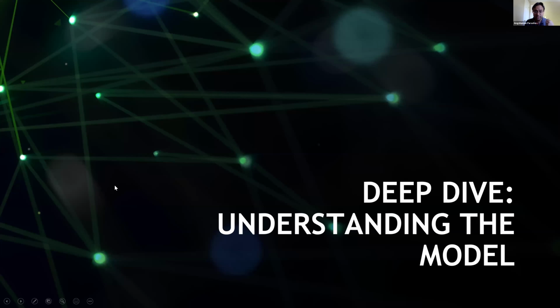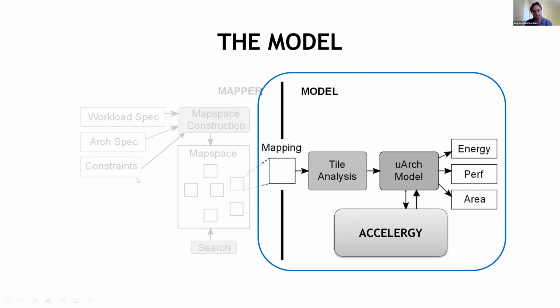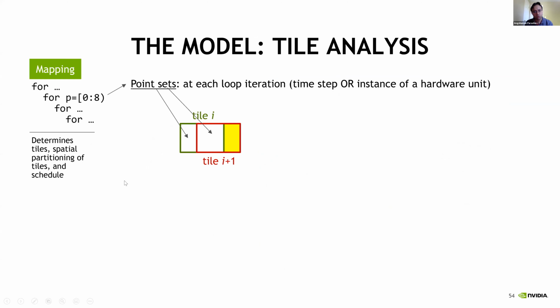Okay, so this is the last section of this tutorial. We're going to take a deeper dive into how the model does its job. So we're moving back into the model now. And so again, now we're at the model. So what we're trying to do is evaluate a specific mapping for a specific workload on a specific architecture.